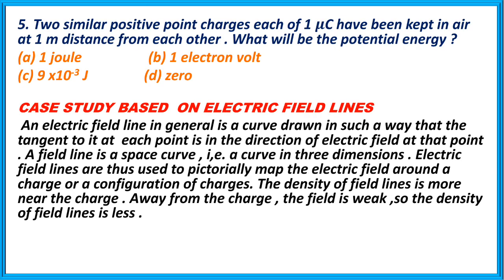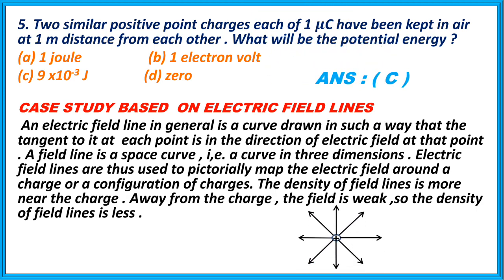Now the fifth question. Two similar positive point charges, each of 1 microcoulomb, have been kept in air at a 1 meter distance from each other. What will be the potential energy? Your correct answer here is option C, 9 into 10 to the power minus 3 joule.